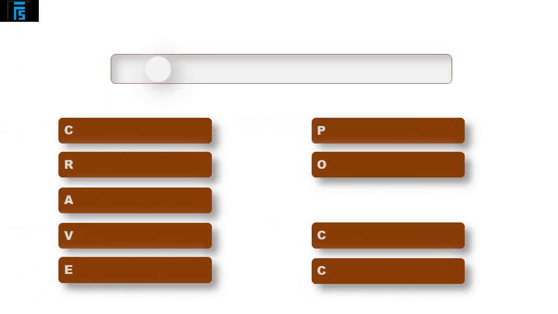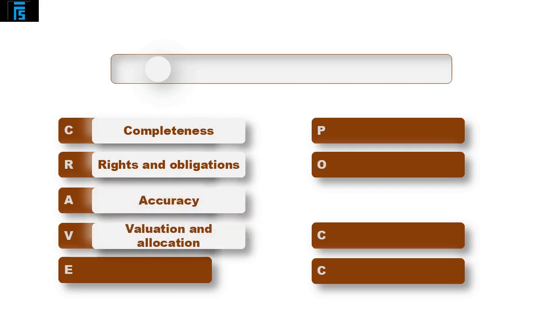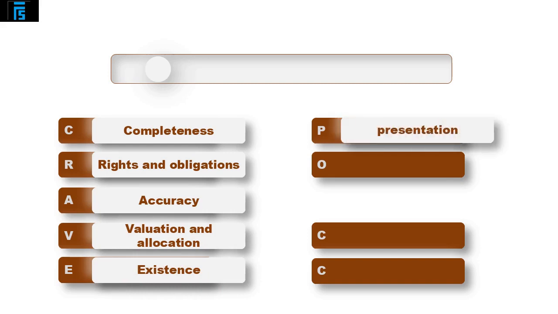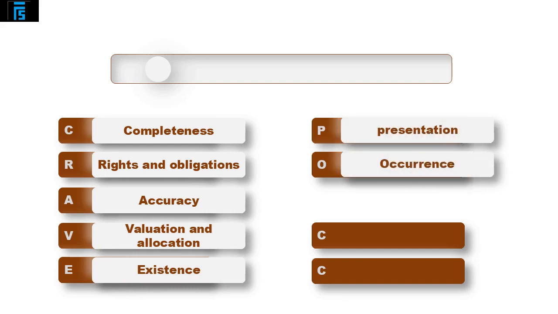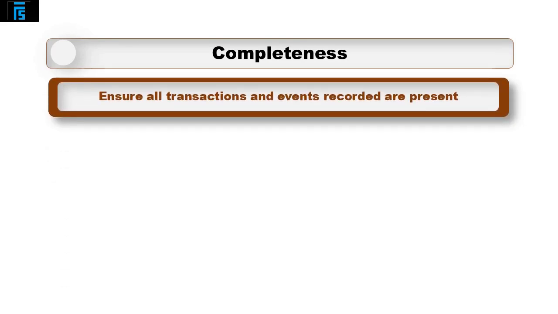To help remember the assertions, I use CRAVE POC. The C is for completeness, the R is for rights and obligations, the A is for accuracy, the V is for valuation and allocation, and the E is for existence. Then the P is for presentation, the O is for occurrence, the C is for classification, and the final C is for cut-off.